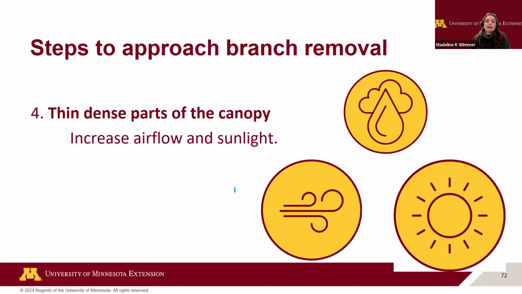And then the fourth step is just to thin out dense parts of the canopy to increase airflow and sunlight. And again, you may be thinning out the canopy by actually taking a branch all the way back to the trunk, or perhaps taking back side branches, lateral branches to the main branch, or maybe you're bringing back the tip of a main branch to a lateral branch, as we've discussed.